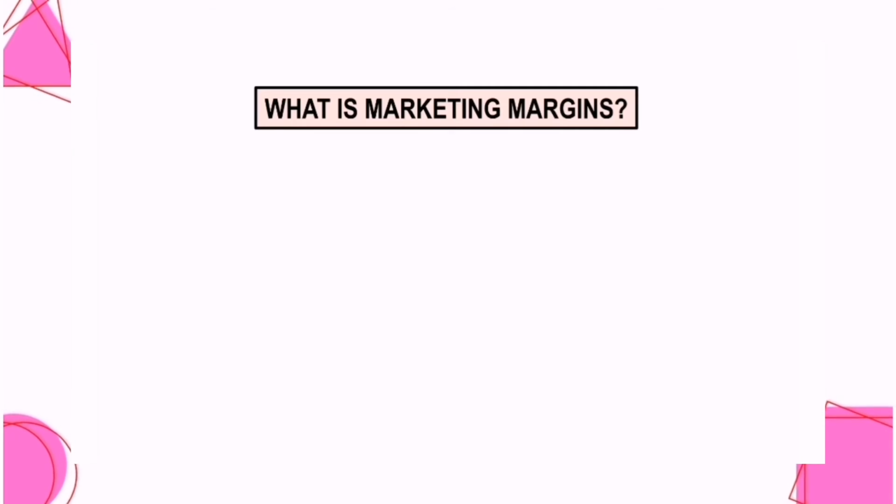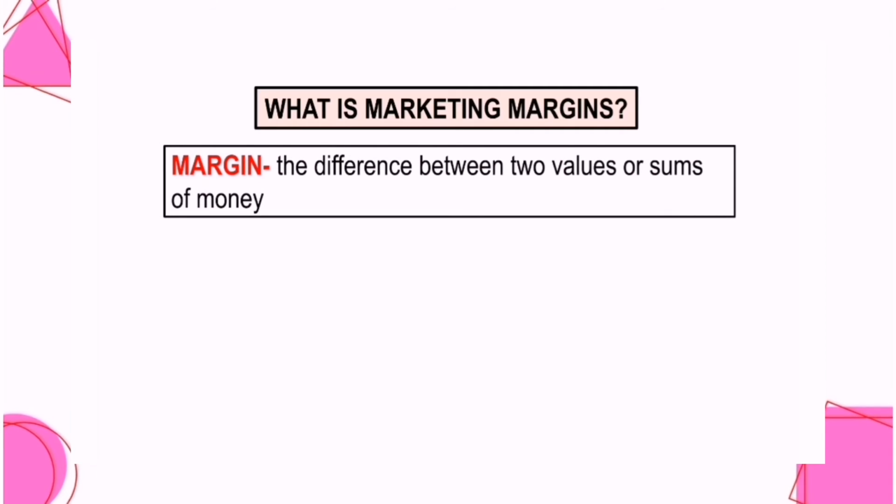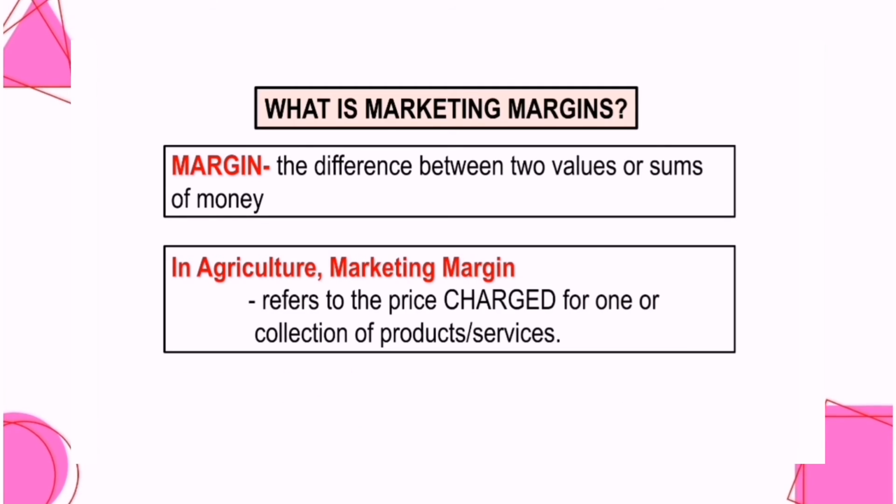Now, what is margin? So logically, margin is defined as the difference between the two values or the sum of the money. In agriculture, marketing margin refers to the price charged for one or a collection of products. Why is there a need to put or to set a price charge in a certain product?